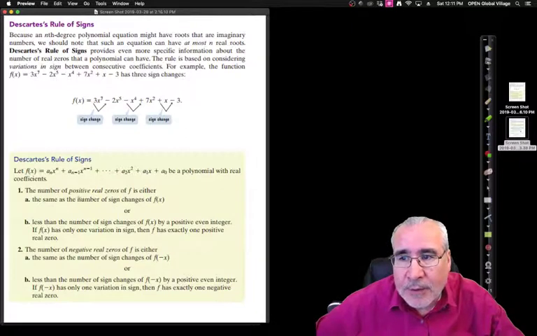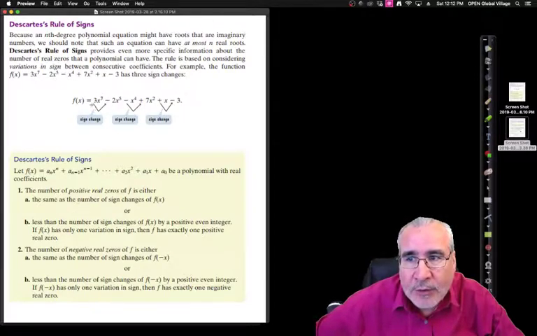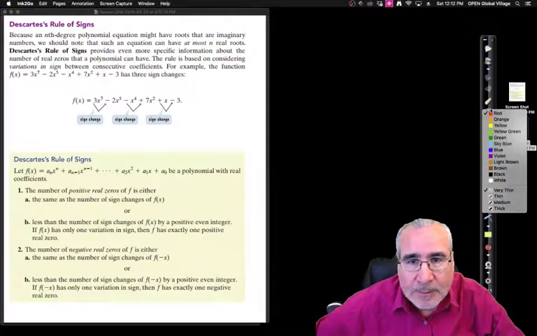So to find the positive real zeros, we just count the sign changes. In their example, we start with a positive in front of the 3x to the 7th, and then the next term has a negative, so that's a sign change. When we go from this negative, this subtraction, to the next term, we've got two negatives, so that is not a sign change. We go from this negative to this positive, keep track, that is a sign change. We went from negative to positive, so we're going to count that as our second sign change.